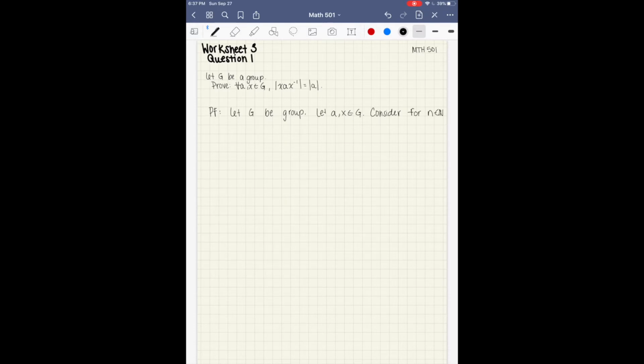So if we take what's inside the brackets, the x, a, x inverse, and we raise that to the n, we're going to do that over and over again. So it'll look like this. We have x, a, x inverse times all the way until we get to x, a, x inverse. We're going to do this n times.